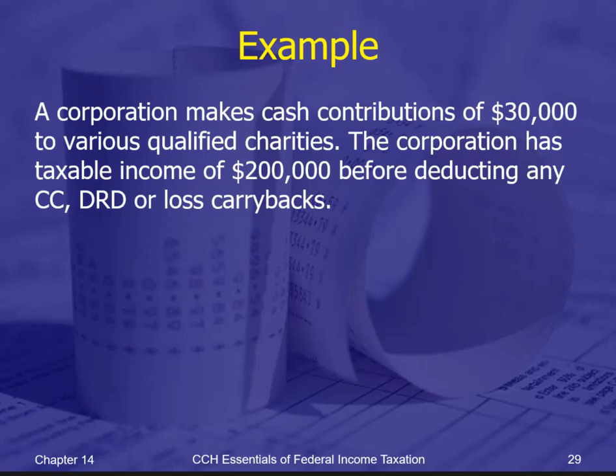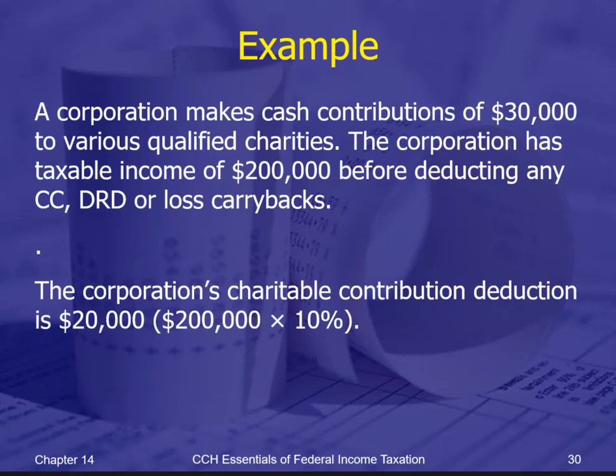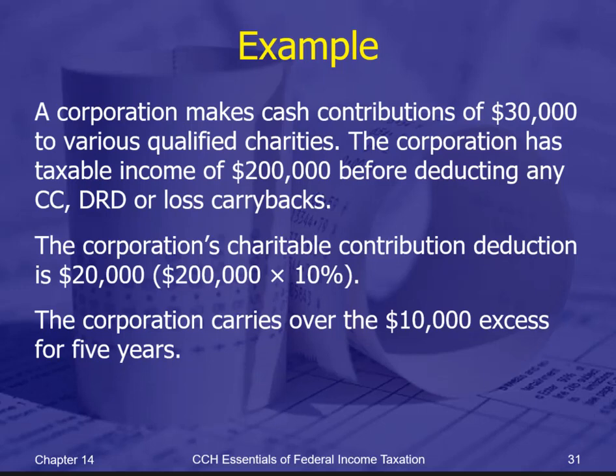A corporation that gives $30,000 has taxable income of $200,000. They can only deduct $20,000. The other $10,000 carries forward and can be looked at again next year, and the next year, up to 5 years.